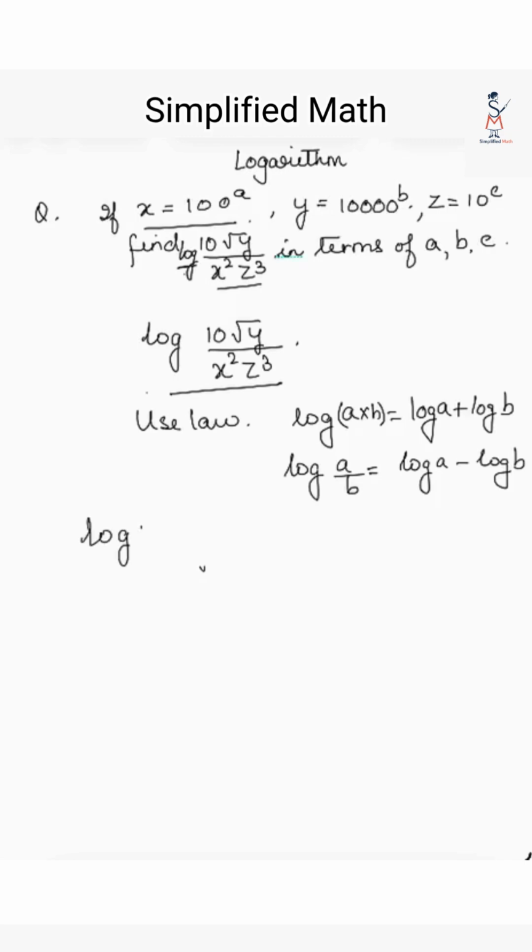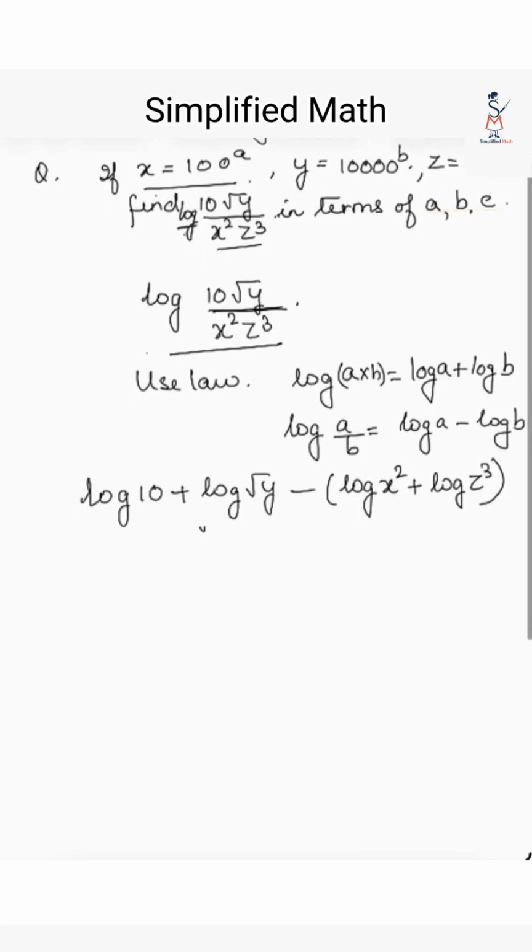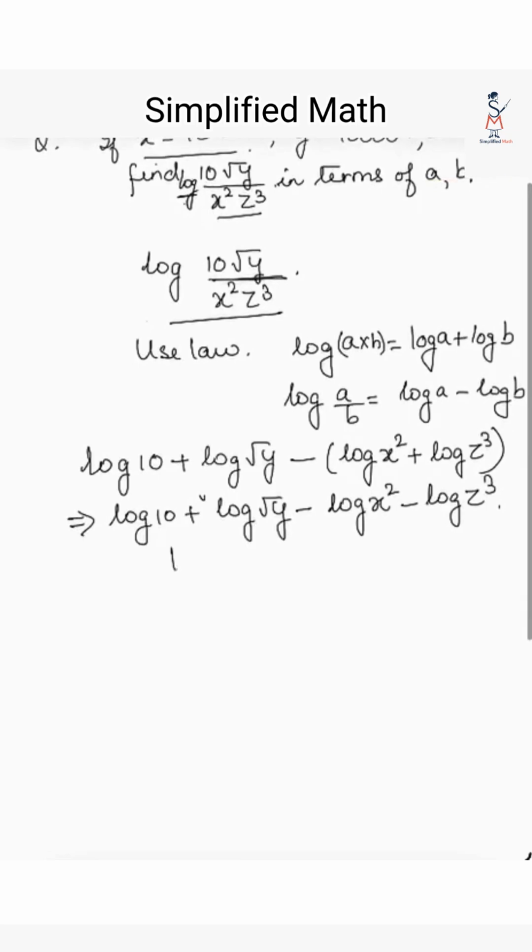So this will become log 10 plus log root y, and then minus, in bracket first you can write log x square plus log z cube, right, because this whole thing is divided. Then this will turn out to be log 10 plus log root y minus, open the bracket, log x square plus log z cube.